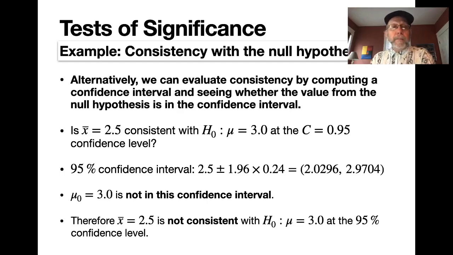And so that's really the simplest and most direct way to determine whether your observed data, your x bar value, is consistent with the null hypothesis. Compute the confidence interval, see if the null value is in there. If it's not, it's not consistent. If it is, it's consistent.